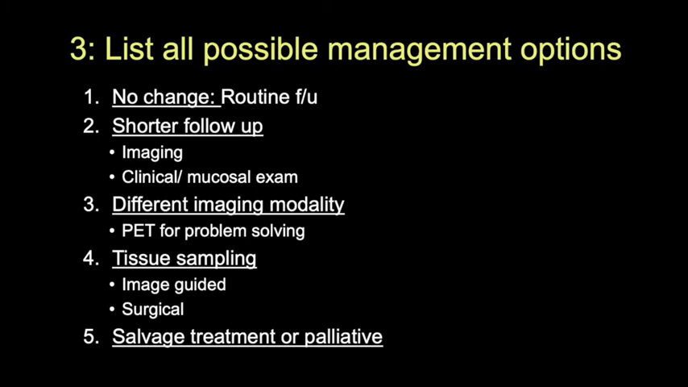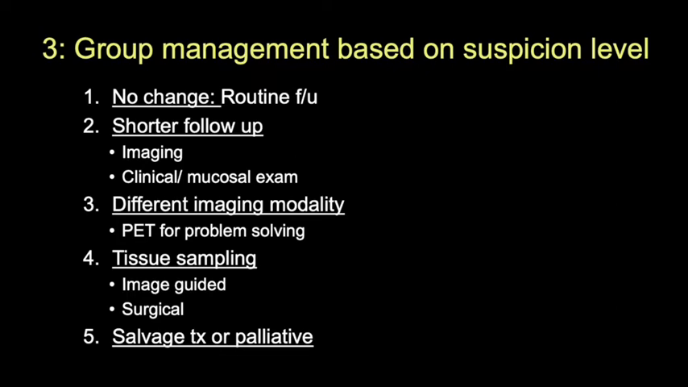The next step is to list all possible management options. There aren't that many, so listing these out makes your job seem less daunting. You can either do nothing. You can have a shorter follow-up, whether that's imaging or a mucosal exam. Different imaging modalities, so a PET for problem solving, tissue sampling if you're really worried about a lesion, image guidance or surgical, and then finally salvage treatment if a patient is a candidate for salvage treatment, or palliative treatment if they are not. You can easily group these management options based on suspicion level.